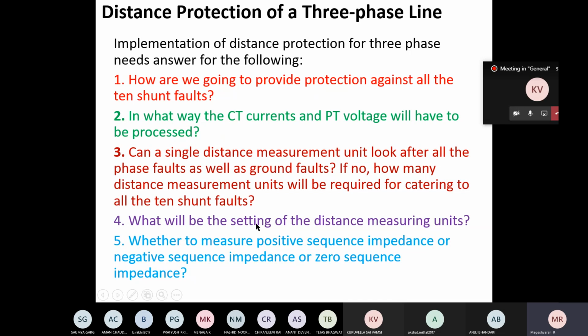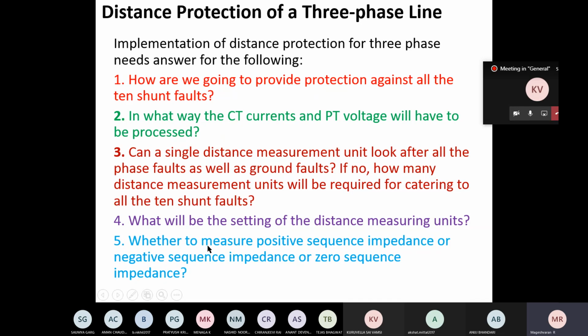Next question: what will be the setting of the distance measurement unit? How will you set it? I told you simply Z set equals Xn for the reactance relay, and for the Mho relay it is Zn cos(theta minus tau). But how to do that? Then, whether to measure this is again a very important question.